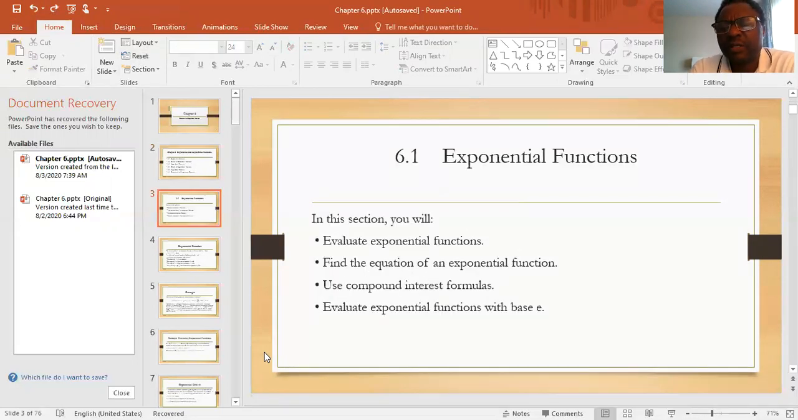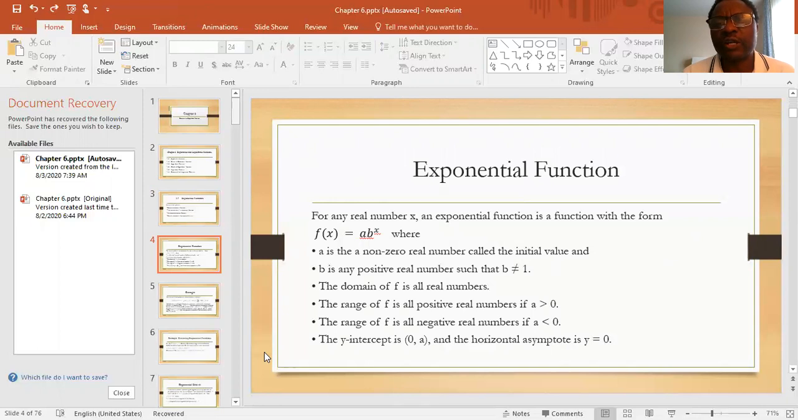6.1, exponential functions. In this section, you will learn how to evaluate exponential functions, how to find the equation of an exponential function, and how to use the compound interest formula and evaluate exponential functions with base e, the natural base.